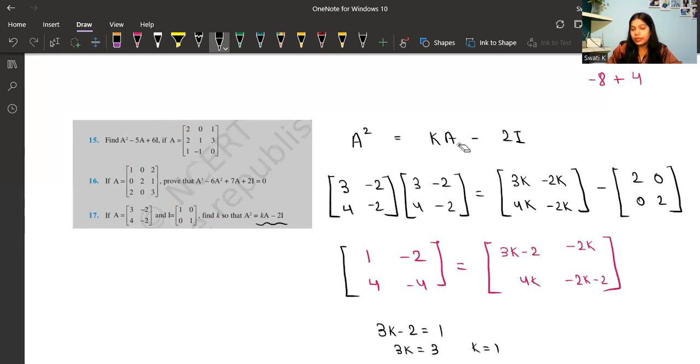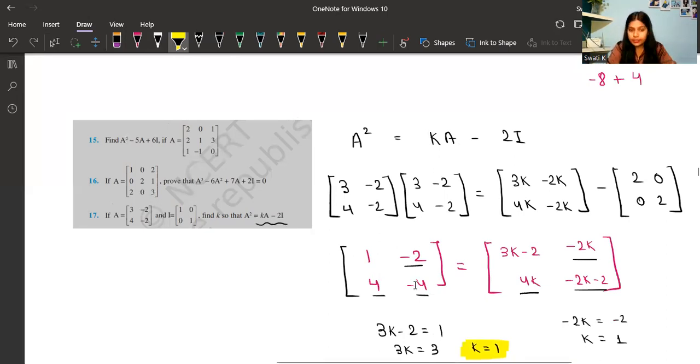Even if I simplify, or if I take any other thing, like this is equal to this. So clearly minus 2k equals minus 2. That means k equals minus 2 divided by minus 2, that is 1 only. So here also 1. Even if you do this, it is going to be 1 only. So what is the value of k? The value of k is 1. So for what value of k is a square equal to ka minus 2i? For k equals 1.